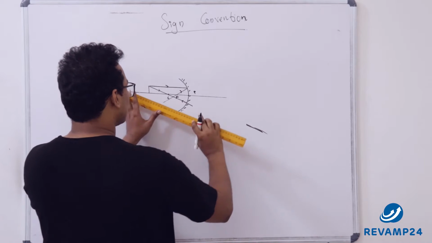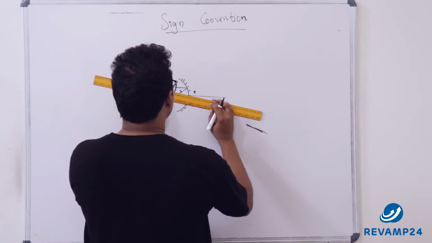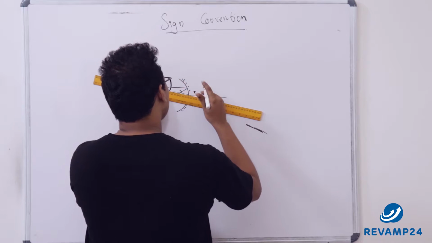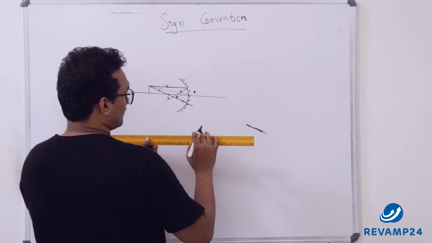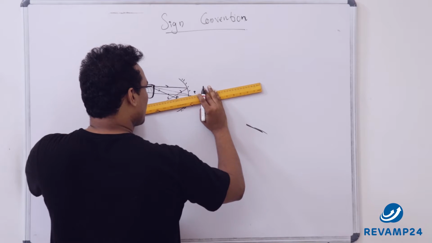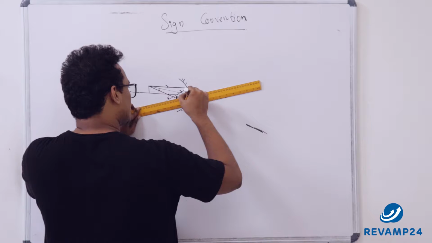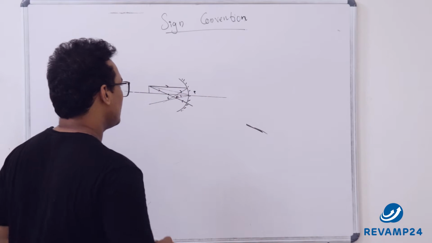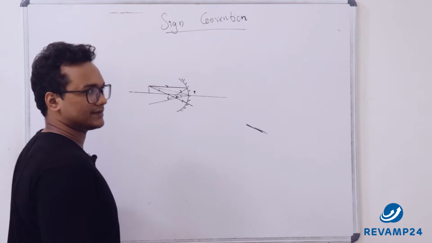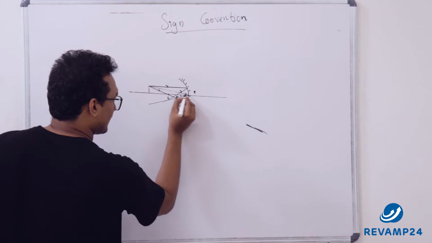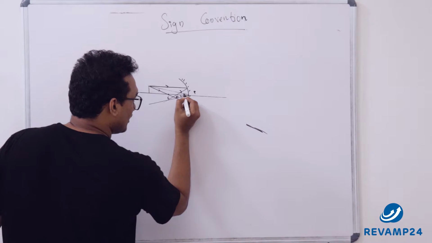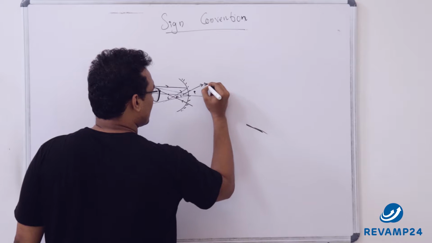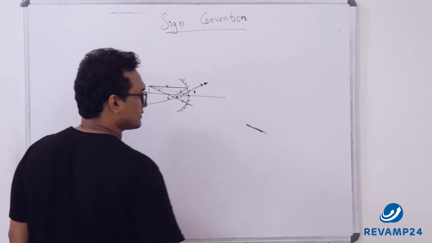Now the next case is any ray which is directly going towards the pole. After reflection, that would go in a direction which is maintaining the same angle that the incident ray makes with the principal axis. I will repeat it. This is the incident ray, right? The incident ray will make an angle theta, let's say, with respect to the principal axis.